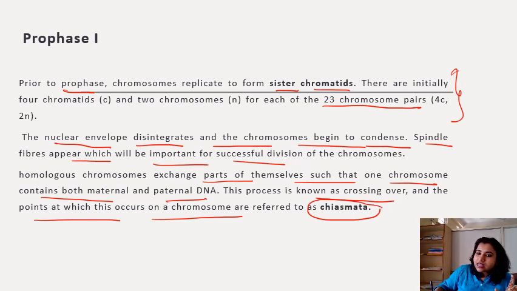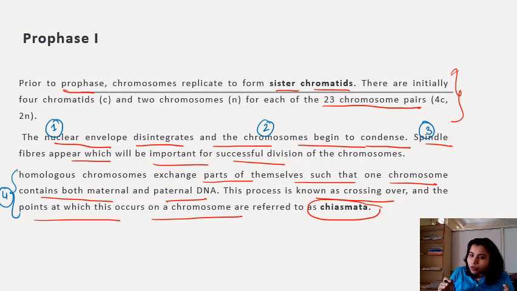The changes taking place in prophase 1 are: disintegration of the nuclear membrane, condensation of the chromosome, formation or appearance of spindle fibers in the cell, and lastly crossing over of the chromosomes, which we call chiasmata. Now we will see this in detail.